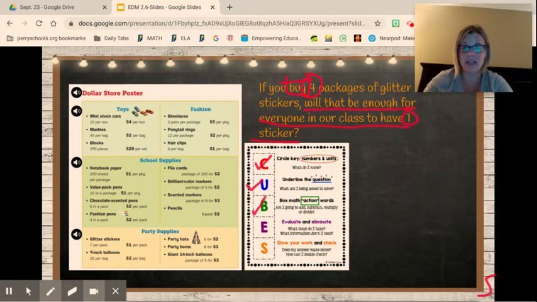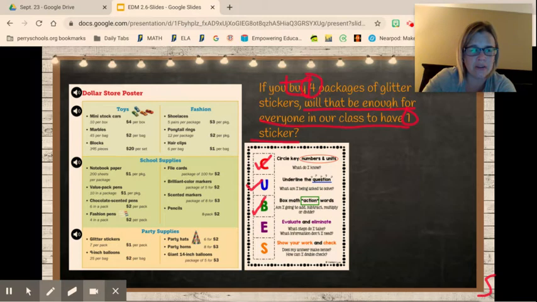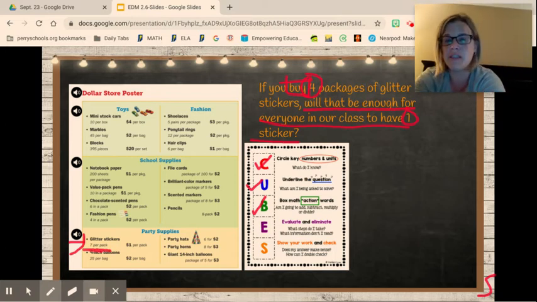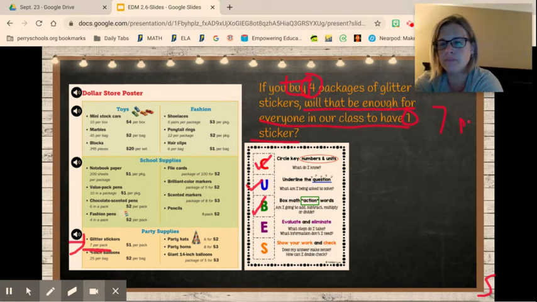So first, I need to figure out how many stickers are in a package. So I'm looking for the glitter stickers, and they are right down here. And it says that there are 7 per pack. That's a number that I need to know. So I'm going to say 7 per pack.